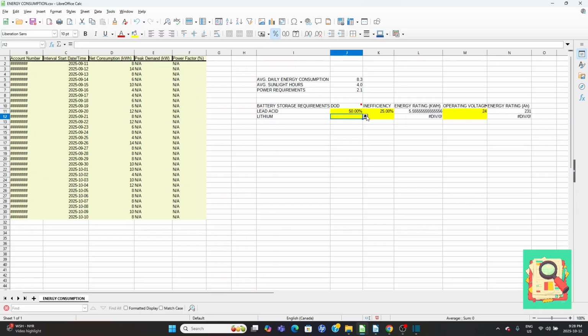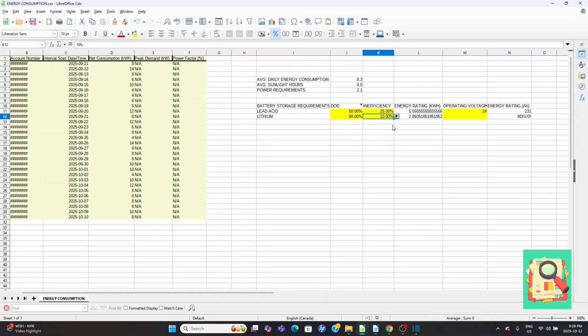Let's go through an example of calculating the lithium energy rating. Now, like I mentioned, they have much higher depth of discharge compared to lead acid. It also makes them more costly. However, it reduces the size and increases the lifespan of the battery. Usually, they have a depth of discharge anywhere from 90 to 80%. Let's choose 80. The inefficiency percentage is also lower for this type of battery, anywhere from 5 to 10%.